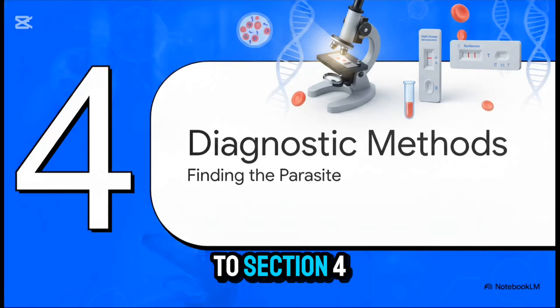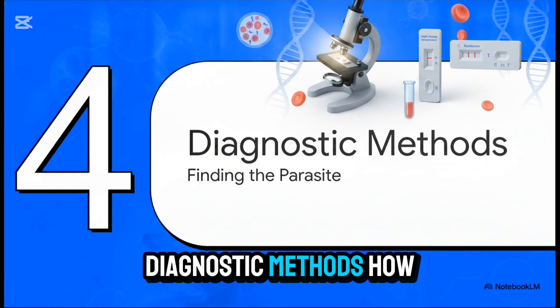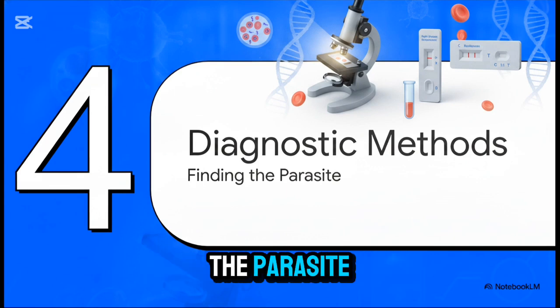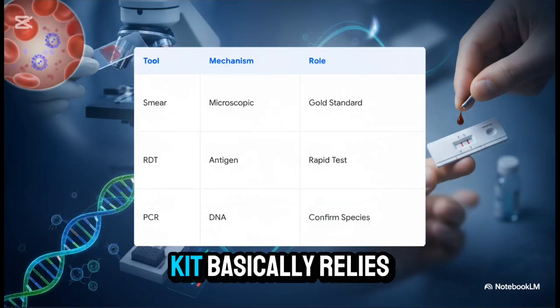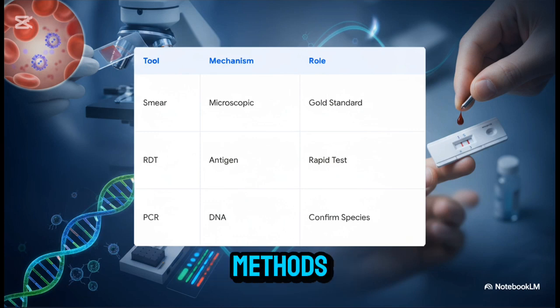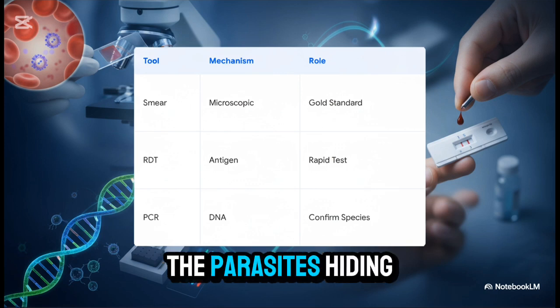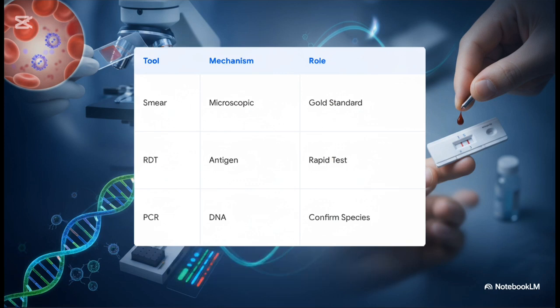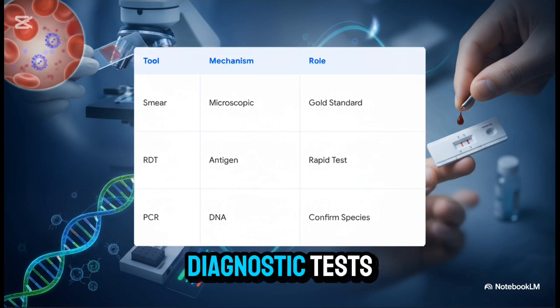That takes us to Section 4, Diagnostic Methods, how we actually find the parasite. Our diagnostic toolkit basically relies on three main methods. The peripheral blood smear is still the absolute gold standard. Doctors look at thick and thin blood films under a microscope to physically see the parasites hiding inside the red blood cells.